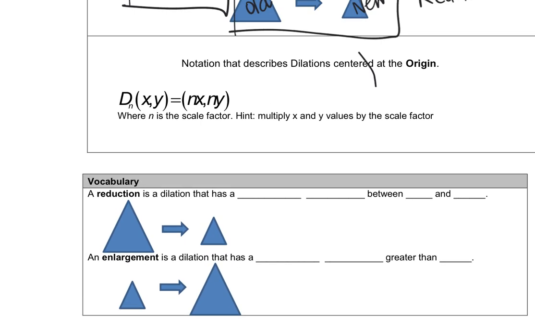All right, something that I'm going to mention really quickly here for the notation is, I know it's a dilation because I have that big D, and right next to the D, you're going to have a number that's going to be your scale factor. Okay, so that number right there, that'll be your scale factor.